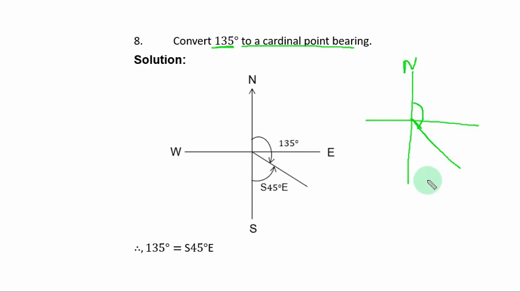Where the angle ended is between south and east. Since south is one of the primary points, you start moving from south till where 135 degrees has ended. That is this point. From here to here is 90, from here to here 45. To make it 180, this under angle must be 45 degrees. That is 045 degrees. But in cardinal point bearing notation, you have south 45 degrees east. And that is what you have here.